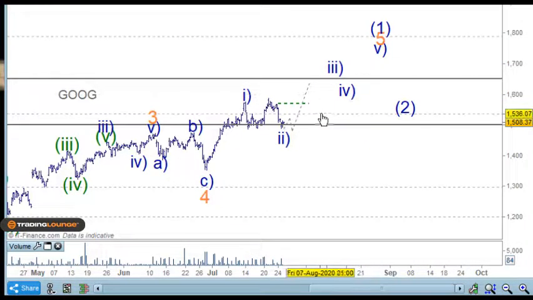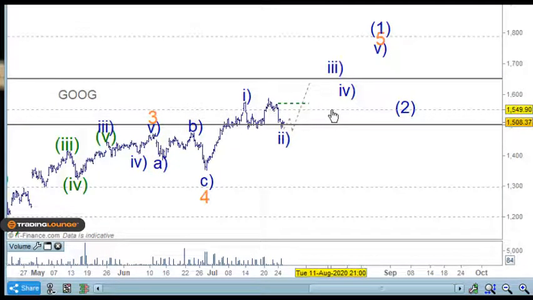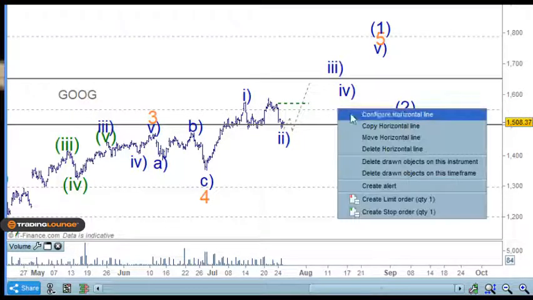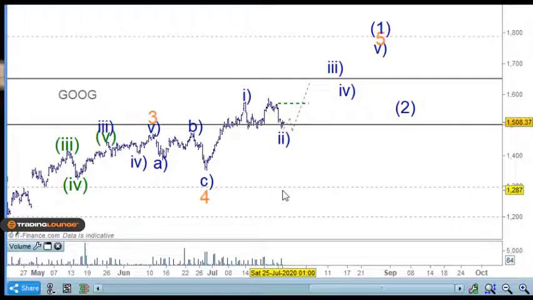1545, 15, that's close enough there. Oh, still that's pretty high at that point too, isn't it? I'll just leave it there for the time being. Let's just check out what this is going to do.